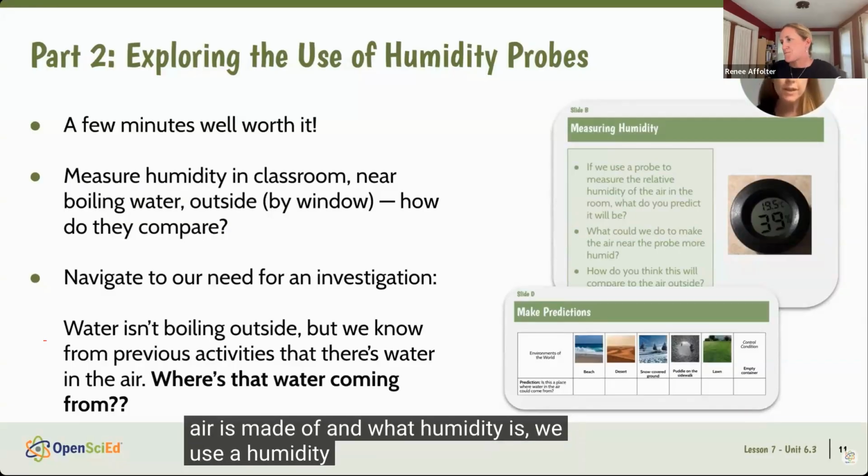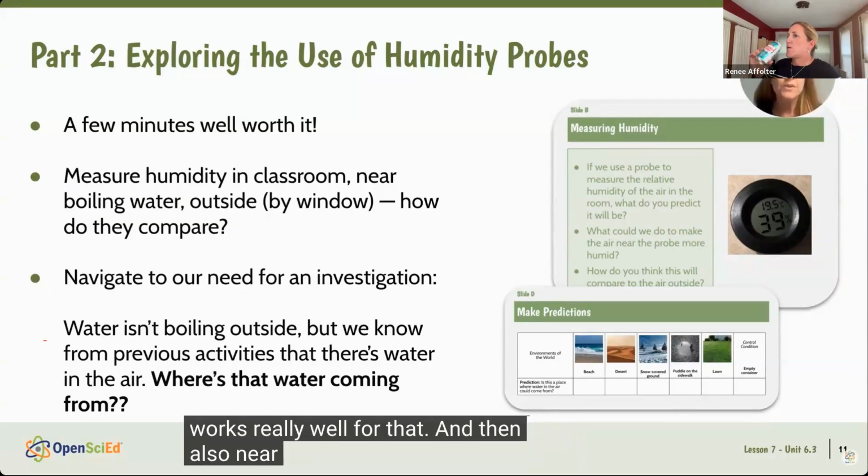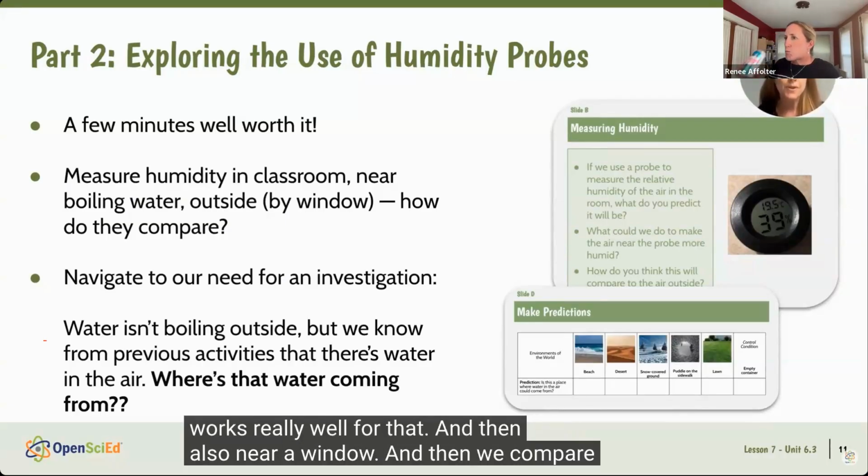We use a humidity probe to measure the amount of water vapor in the air of our classroom. And also near a source of boiling water, an electric kettle works really well for that. And then also near a window. And then we compare those.